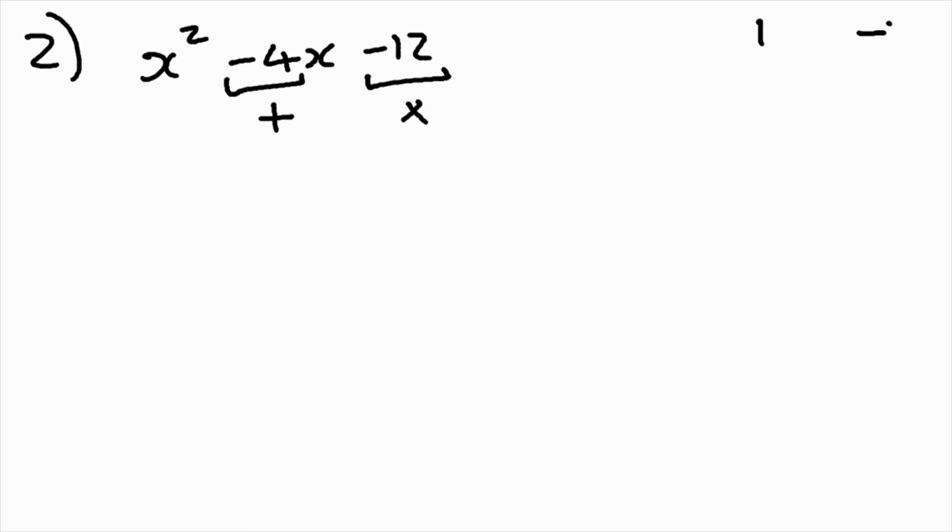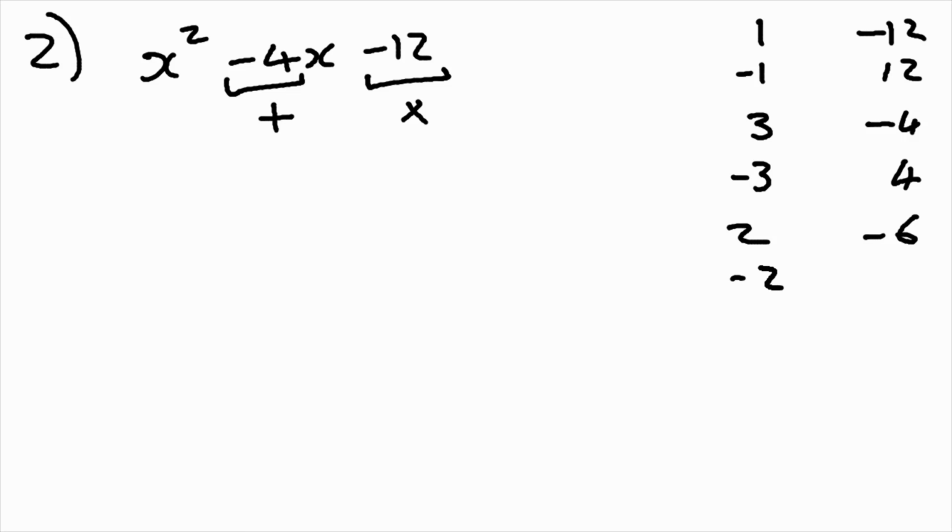We can have 1 and minus 12, but we can also have -1 and positive 12. 3 and minus 4, or -3, positive 4. And finally, 2 and -6, or -2 and positive 6.